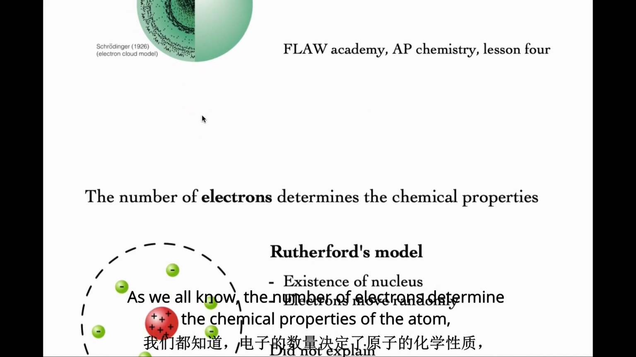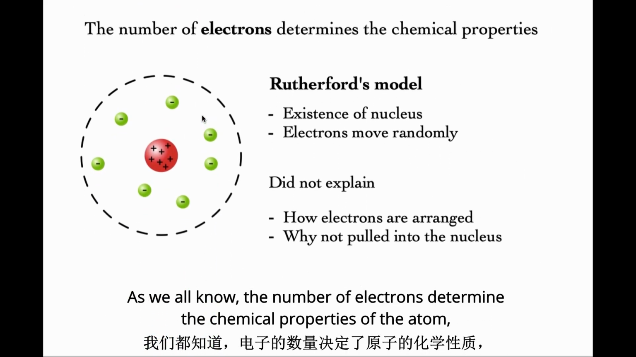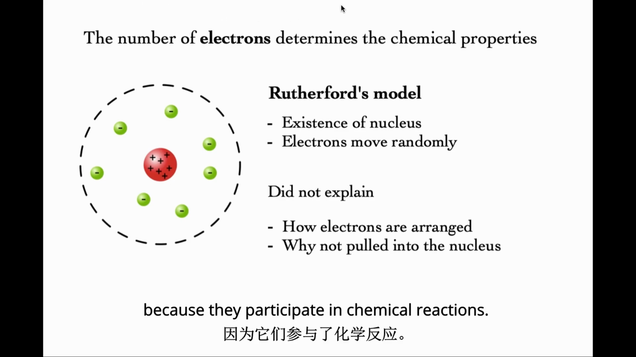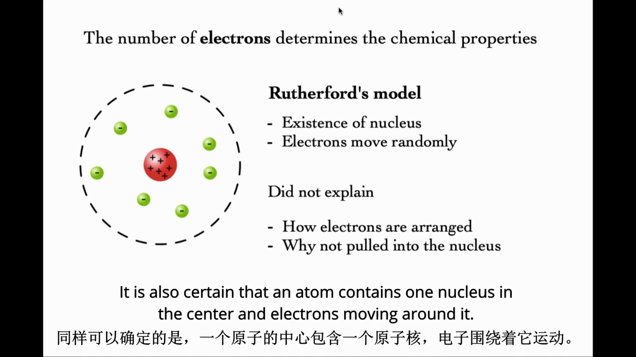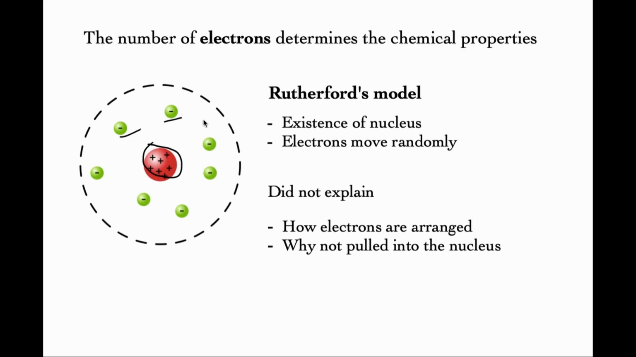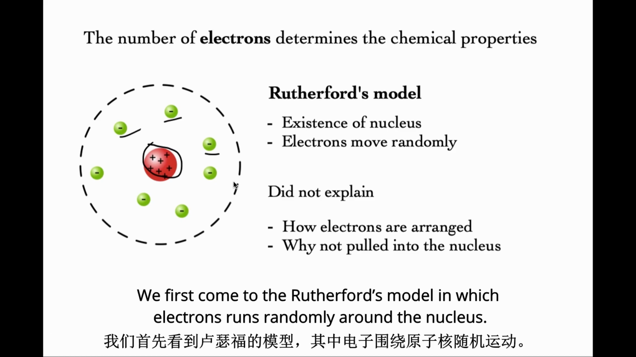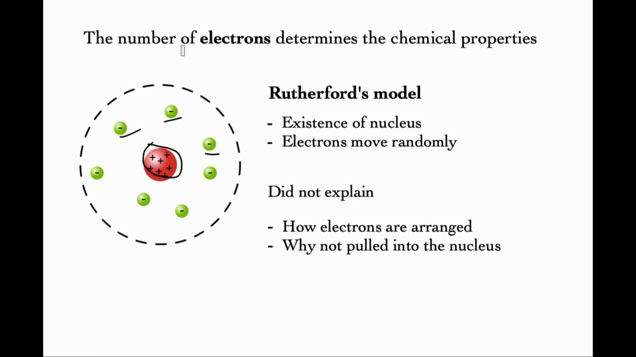As we all know, the number of electrons determines the chemical properties of atoms because they participate in chemical reactions. It is also certain that an atom contains one nucleus in the center and electrons moving around it. However, scientists used decades to figure out how exactly they are arranged in an atom. We first come to the Rutherford model, in which electrons run randomly around the nucleus.